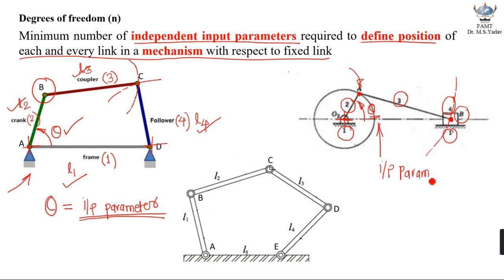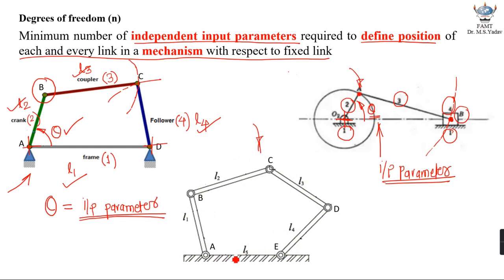Now the number of such input parameters determines the degrees of freedom. So the minimum number of independent input parameters to define position of each and every link in the mechanism with respect to fixed link is nothing but the degrees of freedom. Now let us try to find out the degrees of freedom for this 5-bar mechanism.